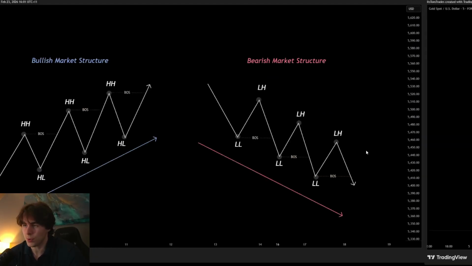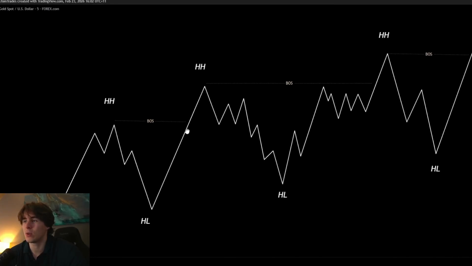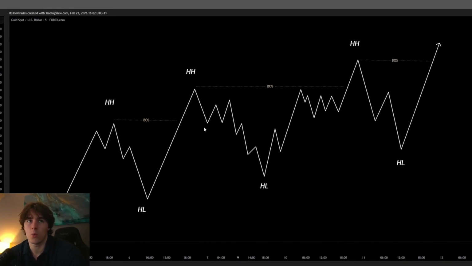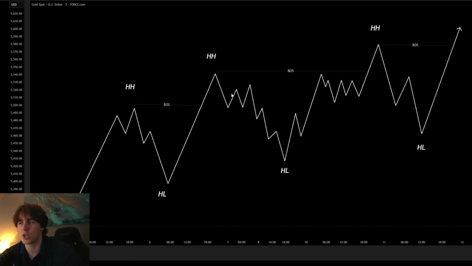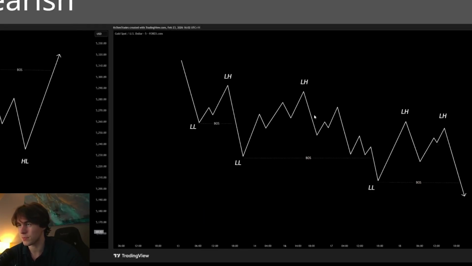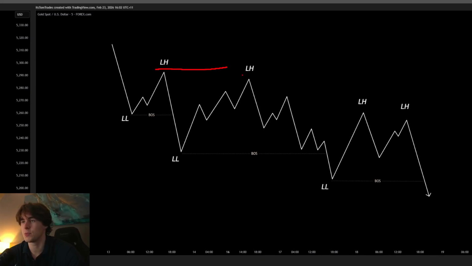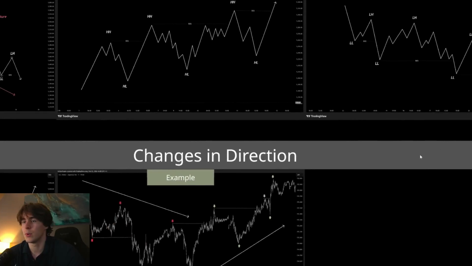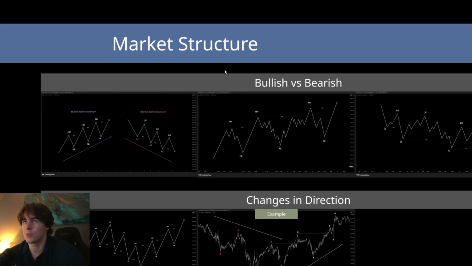Pretty simple. In reality, it might look a bit more like this, where it's a bit messy and you don't have clean pushes to the upside and pullbacks. You might have some low time frame structure in between the high time frame swing points, or external highs and lows here. But in general, we're still making higher lows and higher highs. And for a basic bearish example, the same thing: we're respecting highs and we're breaking lows. So that's a pretty simple definition of bullish versus bearish market structure.